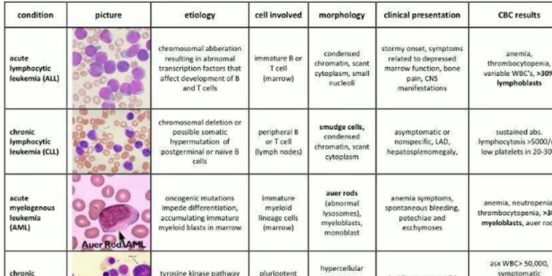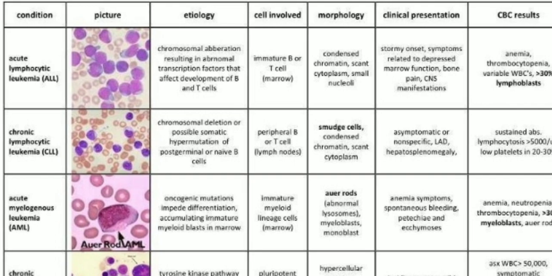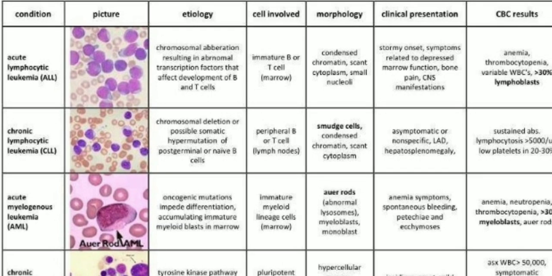That too, ALL affects bone marrow, therefore the child has bone ache, whereas CLL affects lymph nodes, that is peripherally placed B and T lymphocytes. The mutation of the genes or the chromosomes present in these peripherally placed B and T lymphocytes is the main cause for CLL or chronic lymphocytic leukemia.